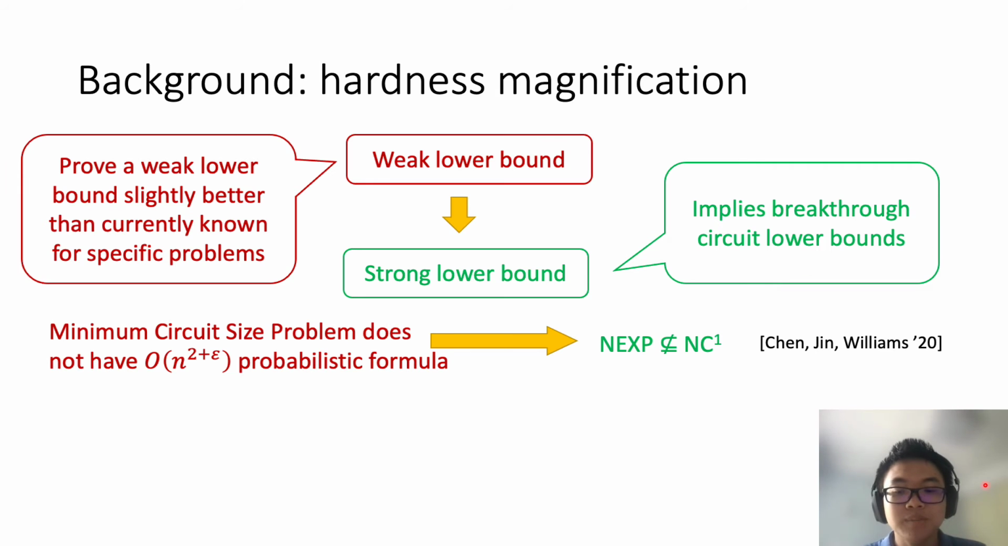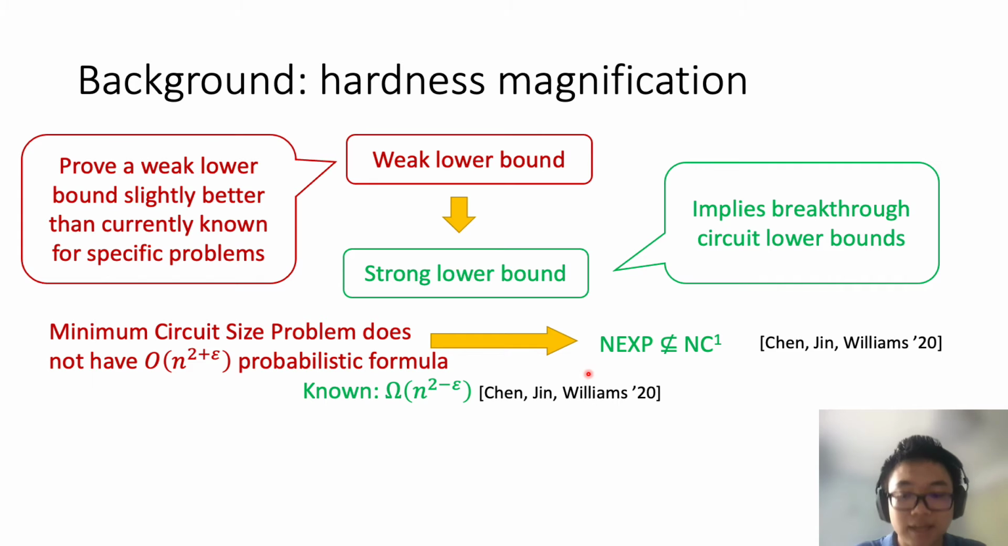Example: the minimum circuit size problem is a problem in NP asking for the minimum circuit computing some given truth table. Chen, Jin, and Williams showed in 2020 that if one can prove an omega n to the 2 plus epsilon probabilistic De Morgan formula lower bound for this problem, then NEXP is not contained in NC1. This latter implication has been a big open problem for decades. And we already know an omega n to the 2 minus epsilon lower bound. So this means that if we can improve this known lower bound even a little bit, it is already enough to resolve a major open problem in circuit complexity.